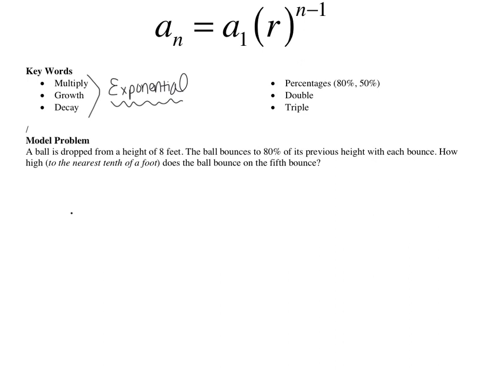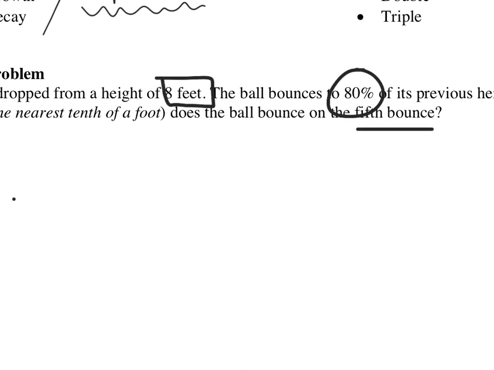So the first thing we're going to do is read the problem one more time. A ball is dropped from a height of 8 feet, and the ball bounces to 80% of its previous height with each bounce. How high, to the nearest tenth of a foot, does the ball bounce on the fifth bounce? The first thing we do whenever we have word problems is come up with the explicit formula. The explicit formula was the formula on the top of your page. I'll rewrite it down here: a sub n equals a sub 1 times r to the n minus 1.